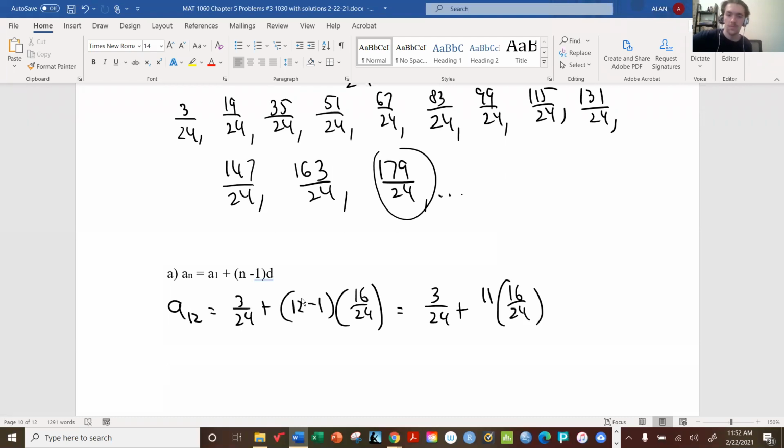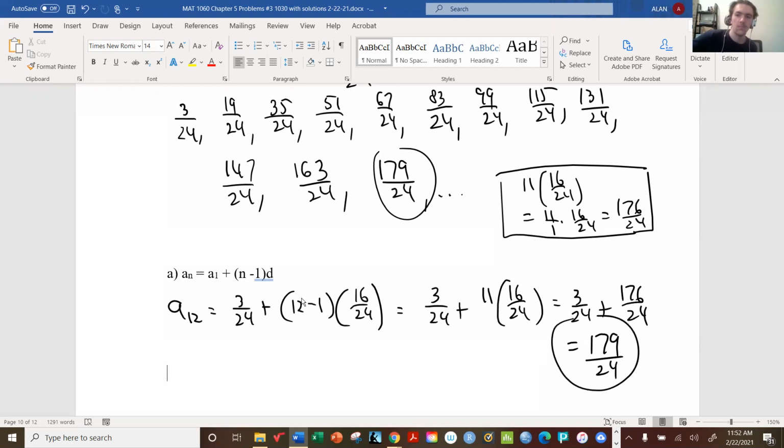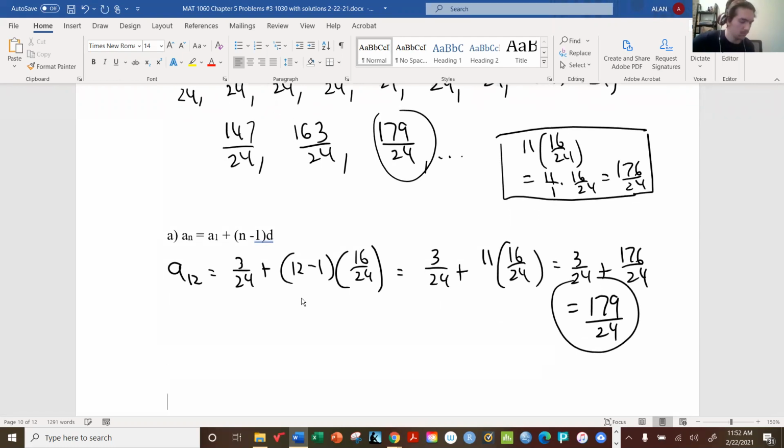So in a case like this, remember, here's a little side note here. 11 times 16 over 24 is the same thing as 11 over 1 times 16 over 24. So we end up with 3 24ths plus 176 over 24. There it is. It worked out beautifully. 179 over 24 is indeed our 12th term.